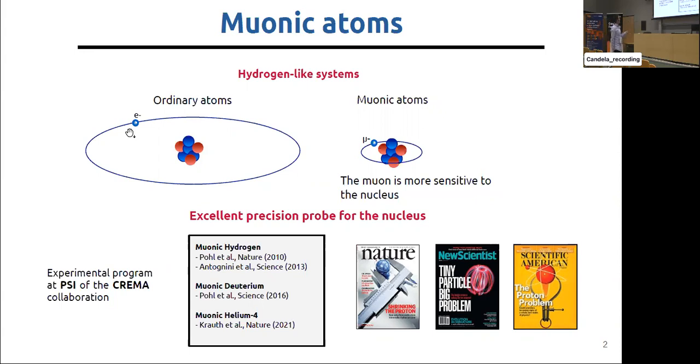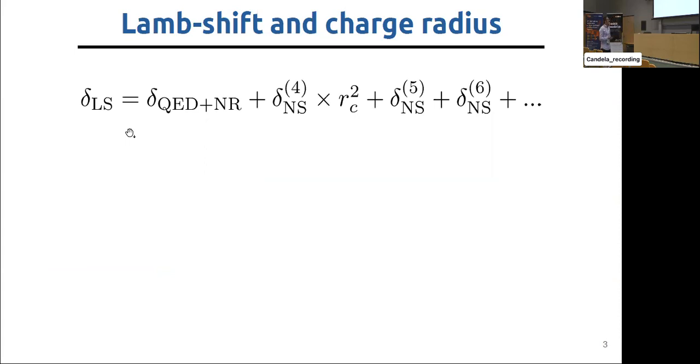So one of these studies is the currently ongoing experimental campaign at PSI of the CREMA collaboration, which aims, among other things, to measure nuclear charge radii across the nuclear chart by making spectroscopy experiments in muonic atoms. And there are already some results that I don't need to go through because there are some nice talks on them. Among the observables, maybe for historical reasons, the most important is the Lamb shift.